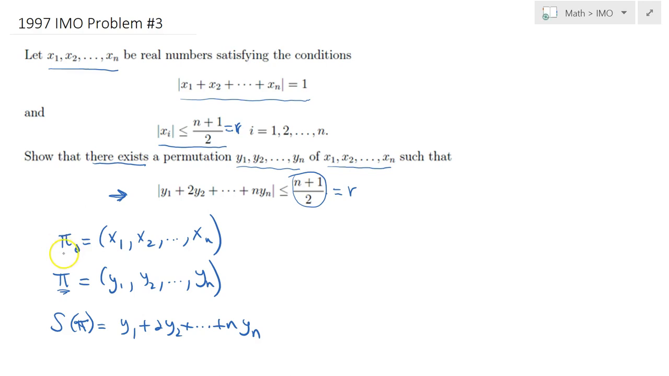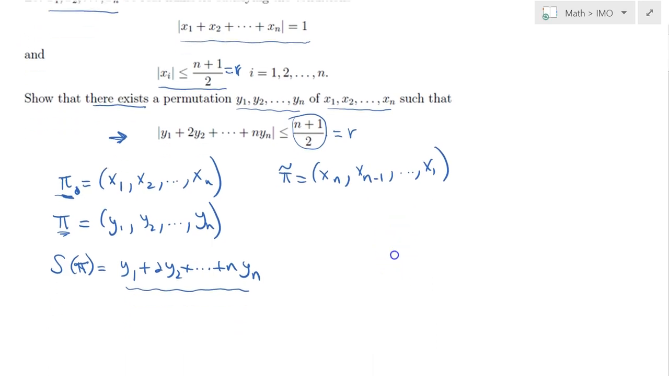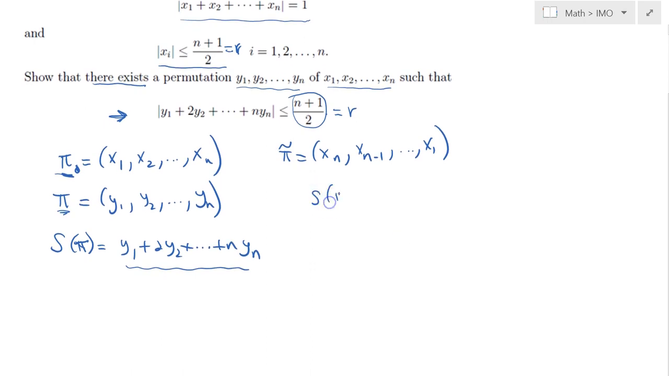So first of all, if this is pi 0, and look at this expression here, I will do the very common trick. I will focus on the reverse permutation. So let's call the reverse permutation pi tilde. What I'm thinking of is this one. So that's the reverse permutation. And what's so interesting is, if I calculate s of pi 0, and I add s of pi tilde to it, it's a very common trick, I guess.